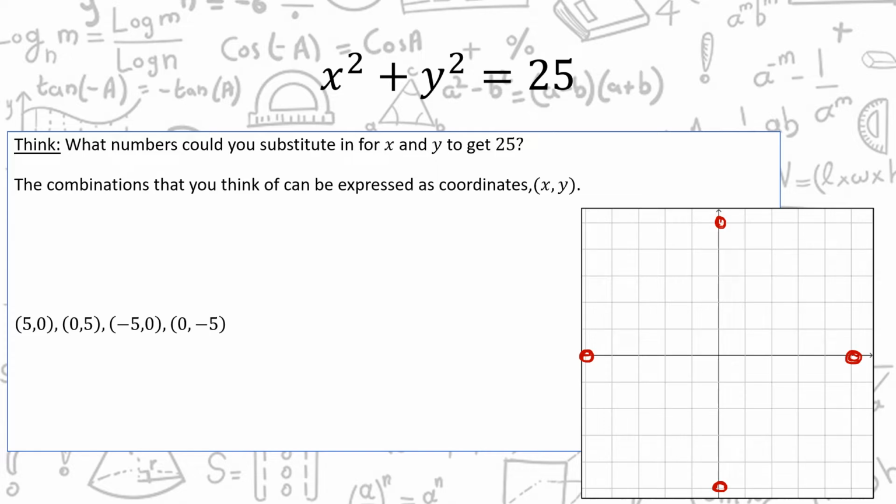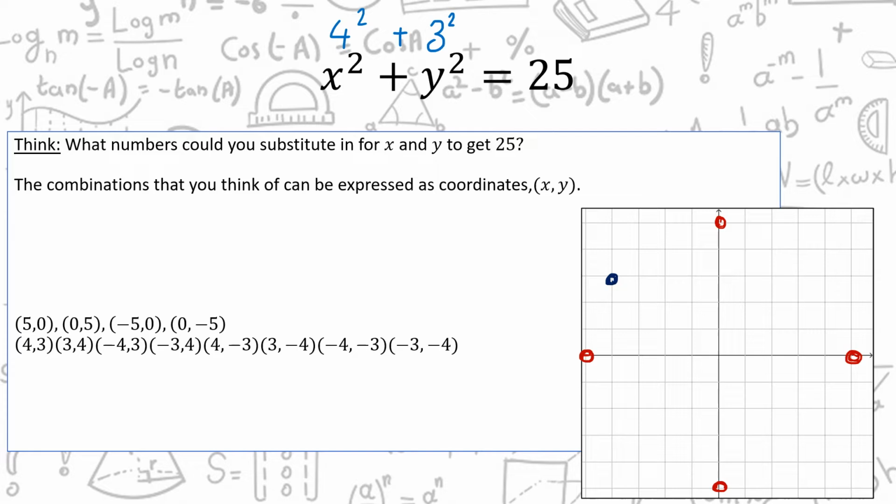Another whole number combination that you might have noticed is 4 and 3. And as with the previous case, 5 and 0, we can swap the values around and introduce negatives, and from that we get a total of 8 more coordinates, which I've got listed here. I'm just going to try and plot these on quickly as well. I've got one there, here and here, some more. It's counting the squares, guys, it's a little bit tricky this, and some more here and there.